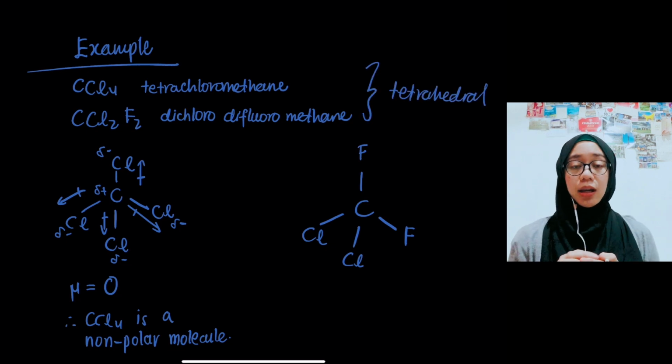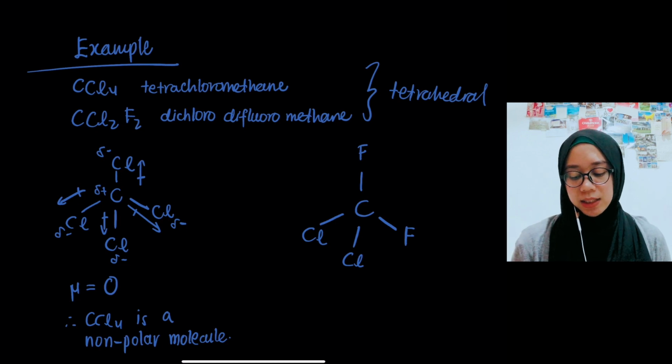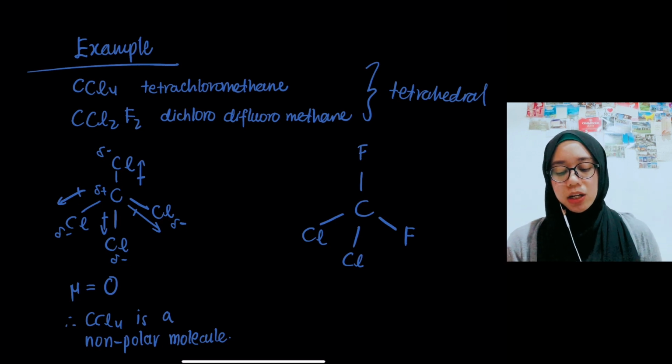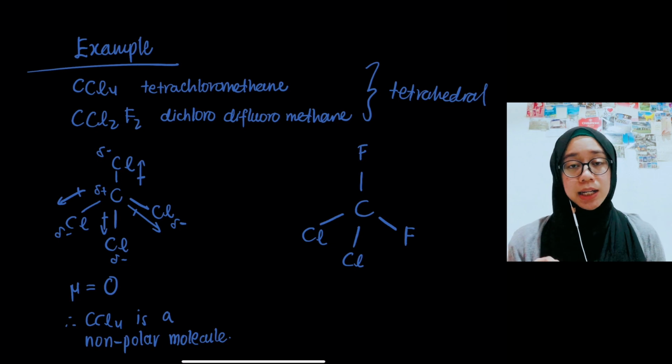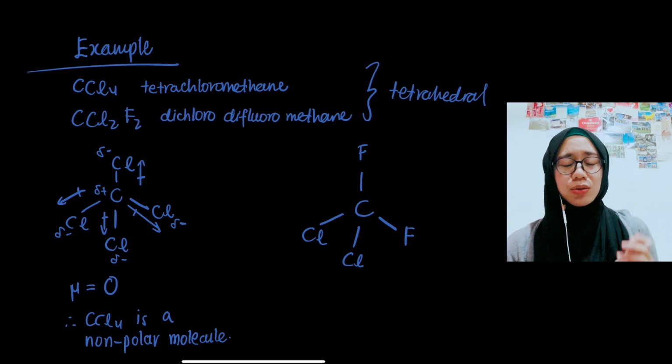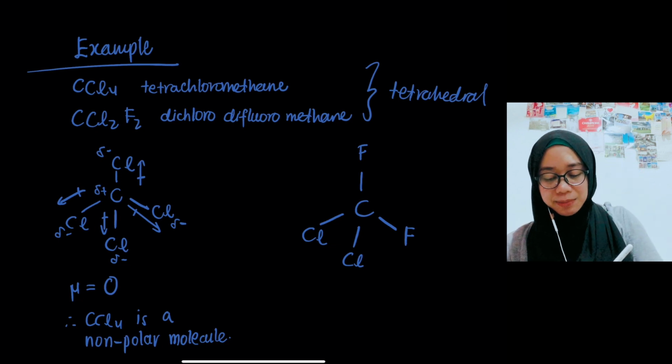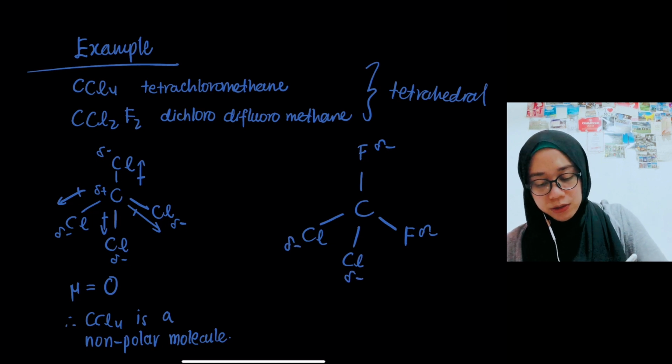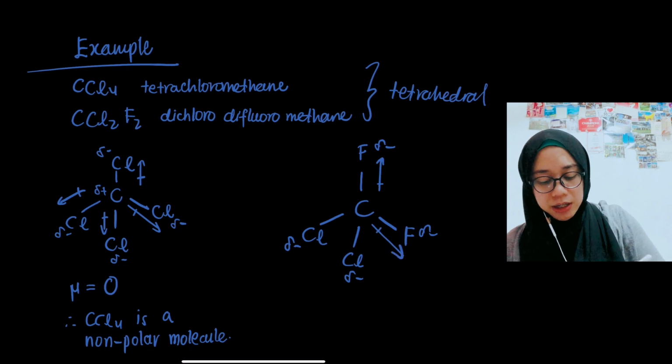Okay, tapi kalau kita tengok pula Cl2F2 ni, okay, so again bond yang ada dekat sini semua adalah polar. Okay, sebab kalau C dengan F, so F is more electronegative, and then Cl pun sama more electronegative, so semuanya ke arah F, dan yang lagi dua tu ke arah Cl.